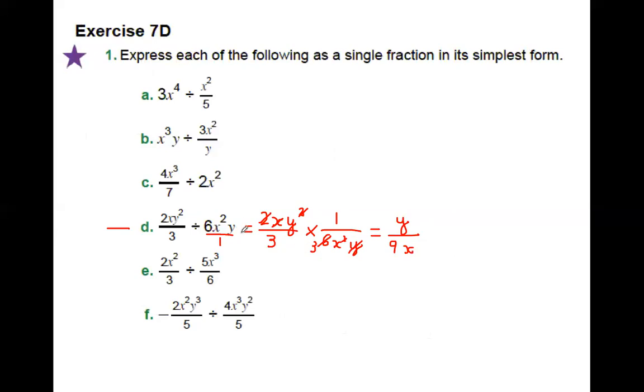So the bit that you needed to remember is this 6x squared y is the same as a fraction of 6x squared y divided by 1. So that's probably the hardest one in that whole group, because you wouldn't be able to do it if you didn't remember that you can change that into a fraction. Whereas the rest are all fractions, so that should come up quite easily.